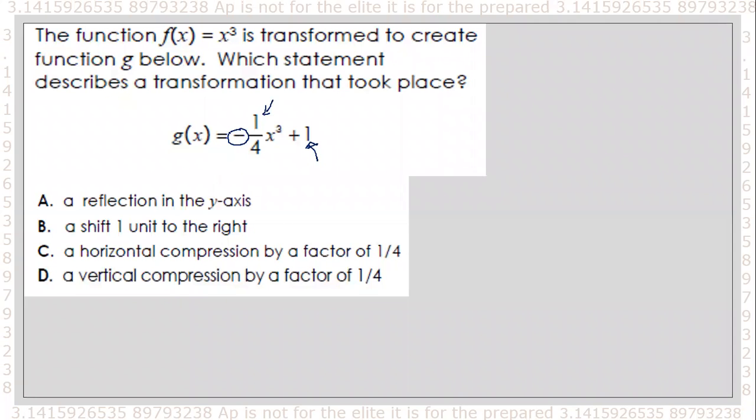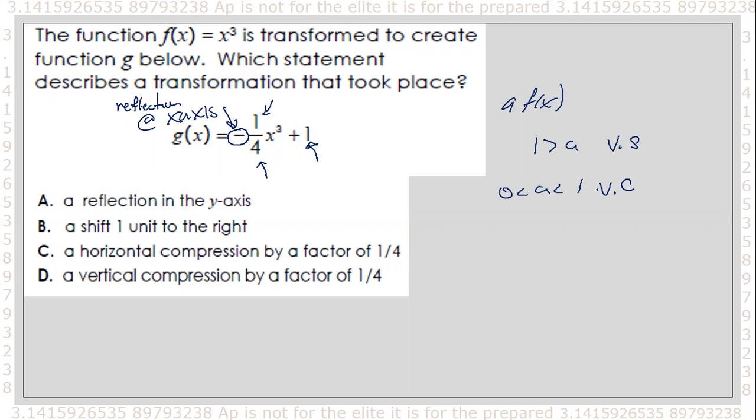Okay. So this negative sign right here tells us it has been a reflection about the x-axis. This 1/4, remember, if it's a number in front of the function, that could be some vertical stretch or vertical compression. Okay, so if it's a number bigger than 1, then it's a vertical stretch. If it's a number between 1 and 0, then it is a vertical compression. So this right here is a vertical compression.